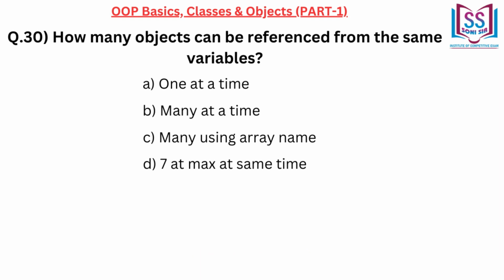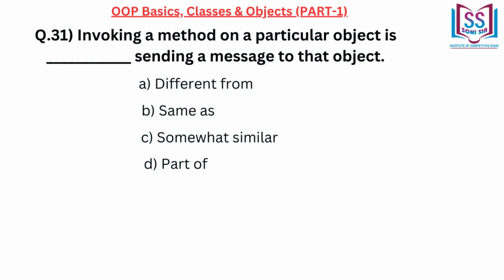Correct answer, A. There should not be any confusion in how many references can be made from a single variable. A single variable can only point to one object at a time. Even if it's an array, the name of the array is used and is considered one object name only, representing the first array element.